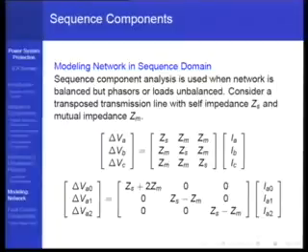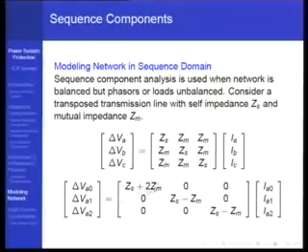Okay, let's look at modeling of the network in sequence domain. Sequence component analysis is used when the network is balanced but the phasors or loads are unbalanced. So you convert the ABC currents to T matrix times I0, I1, I2, and convert delta VA, delta VB, delta VC as T times delta V0, delta V1, delta V2. This is a transmission line model in phase domain, symmetric and all that, transposed and so on. Take this T inverse here, then do this T inverse Z T. I mean you should do all that yourself because this is a review lecture, and then calculate the model in sequence domain.